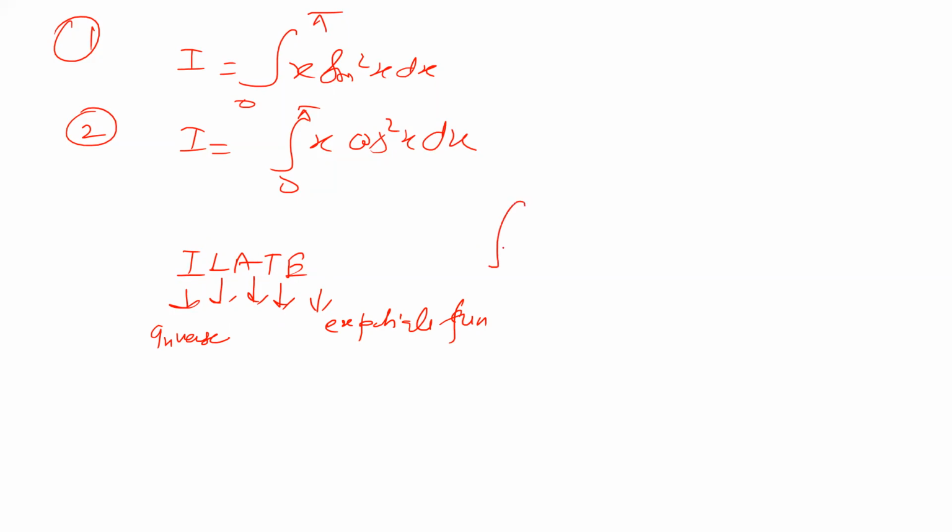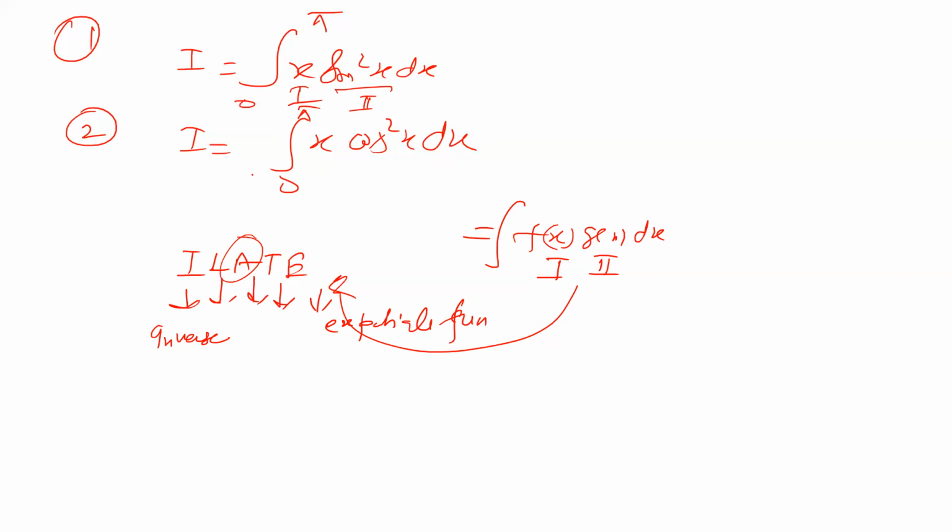So how to deal with it: if you have two functions in a product, we have to decide which function to take as the first function and which as the second, based on this rule. Here x is my algebraic function, so we take it as the first, and sin is a trigonometric function, so we take it as the second. This way we can choose the first and second function using the ILATE rule.